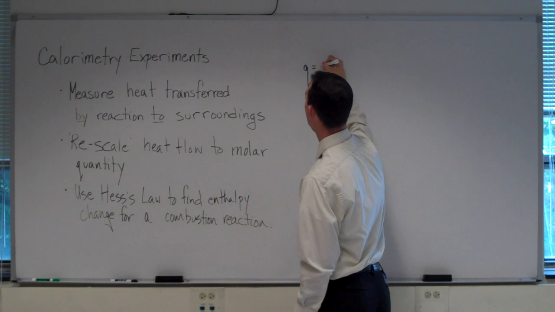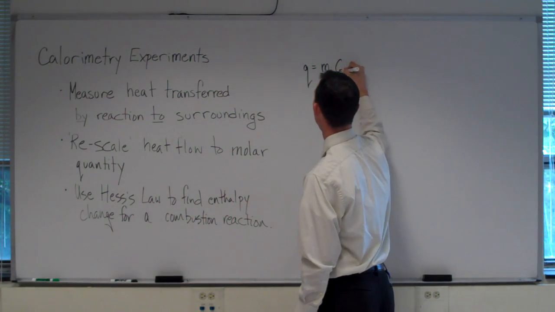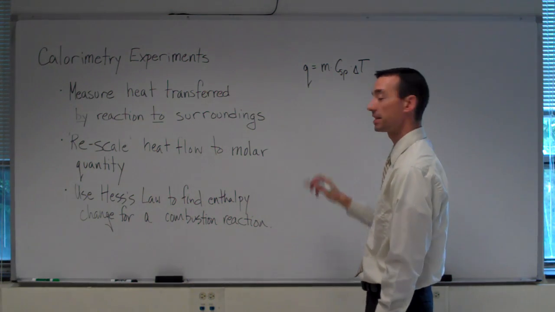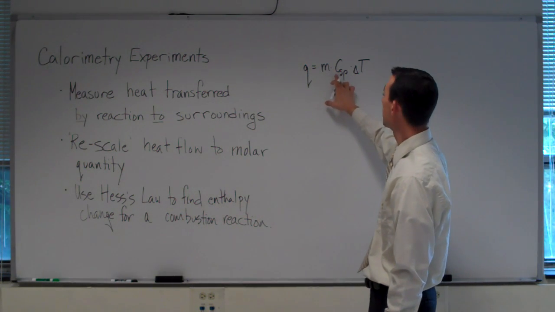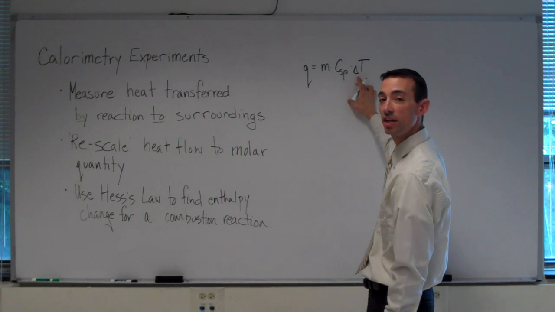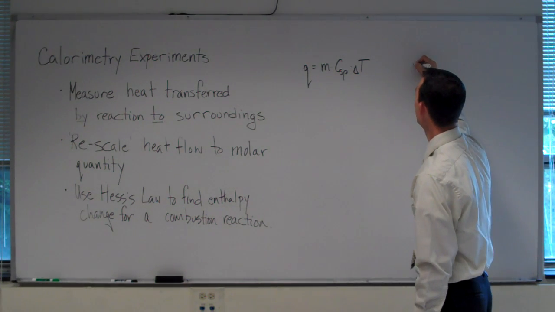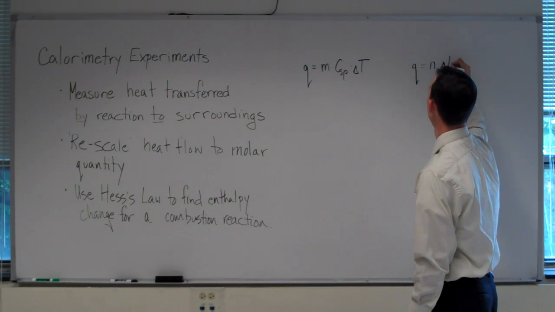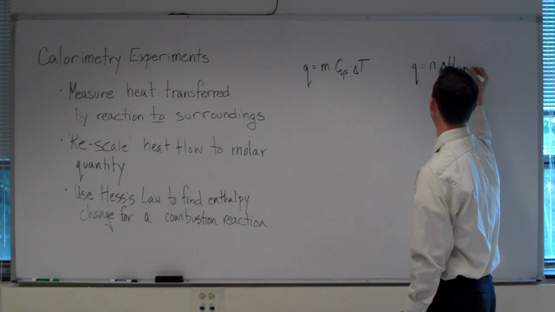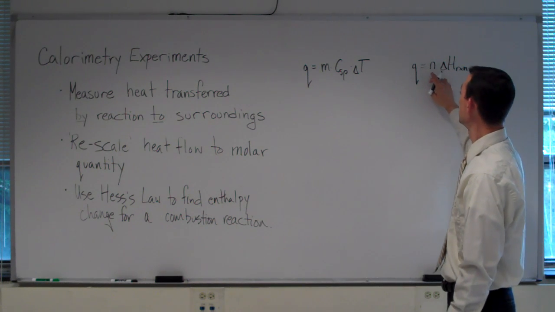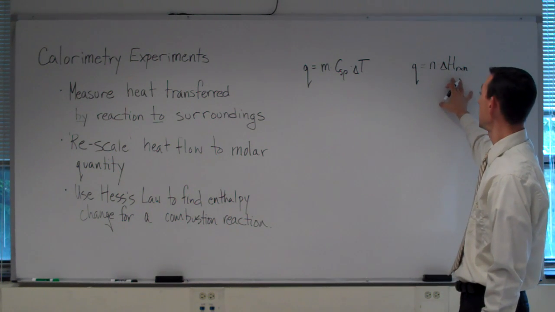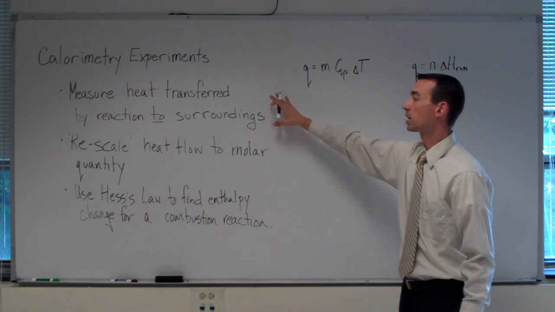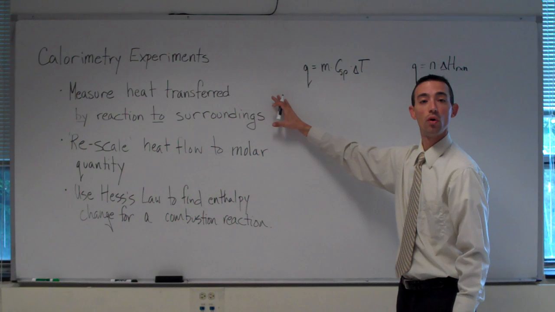When there is a change in temperature, the heat is quantified as the mass of the system times the heat capacity times the change in temperature. And when there is not a change in temperature, but rather a reaction, the heat quantity transferred is the moles of limiting reactant times the enthalpy of reaction. We'll actually need both of these to accomplish this first goal.